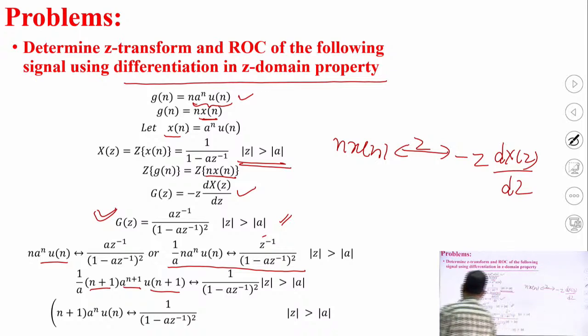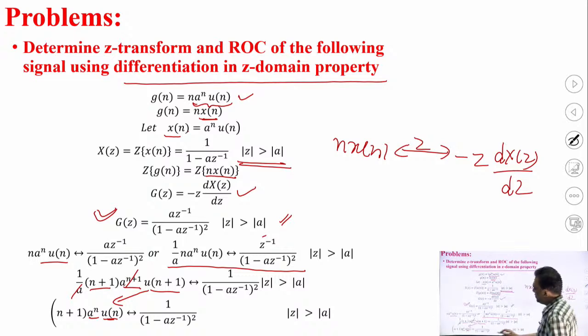Also this a can be cancelled, so here we have (n+1) a^n. Why am I writing u[n] in place of u[n+1]? Because at n equals minus 1 the value is 0, since it is causal. So this is the important result which we have obtained: (n+1) a^n u[n] has Z transform 1 upon (1 minus a Z inverse) whole square.